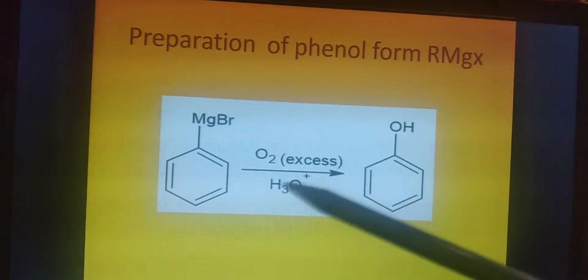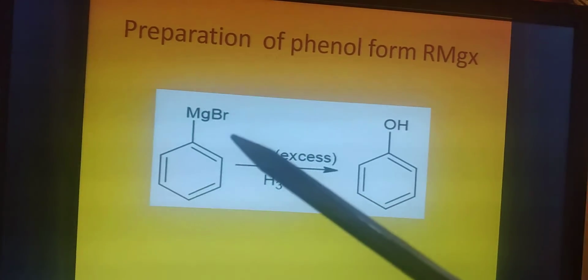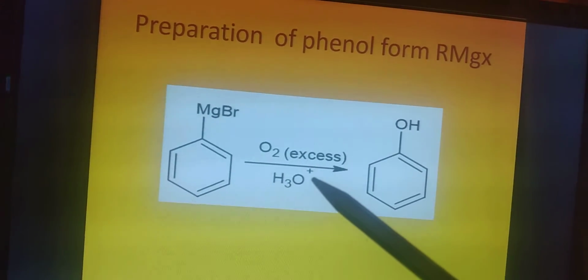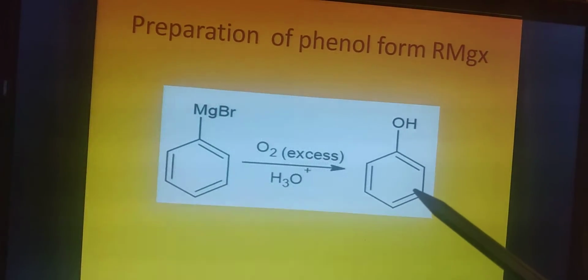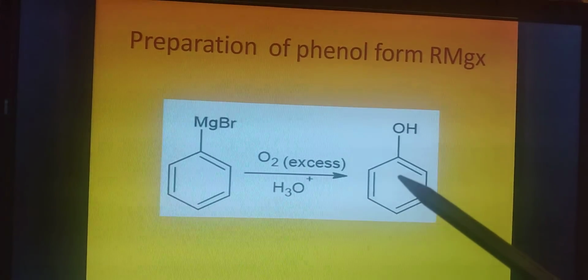Next, finally, preparation of phenol from RMgX. RMgX means alkyl magnesium halide. Here, instead of alkyl, if we take an aryl group, it is aryl magnesium halide. So this aryl magnesium halide reacts with excess of oxygen in presence of acidic condition to form phenol. So this is a preparation method of phenol from alkyl magnesium halide or aryl magnesium halide.